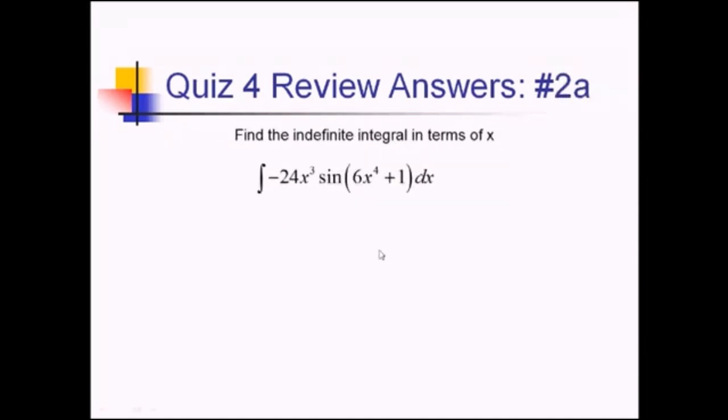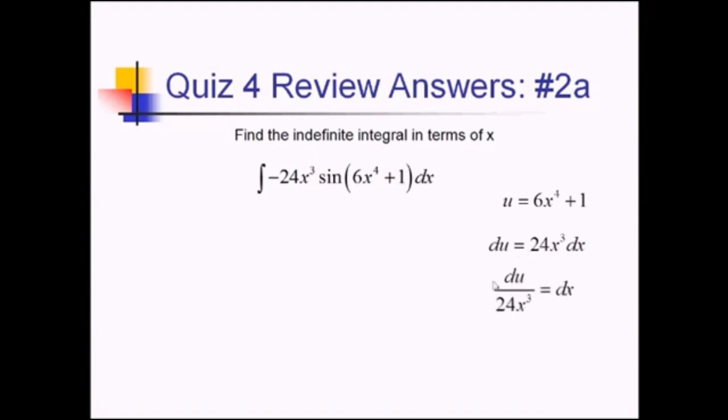For this problem, I'm trying to find the indefinite integral of this expression in terms of x. So since I have an inner function and its derivative is elsewhere in the problem, I'm going to try to use u substitution on this. I'm going to start by letting my u value equal 6x to the 4th plus 1. So taking my derivative then, du equals 24x cubed dx. And then I'm going to isolate dx by dividing both sides by 24x cubed.